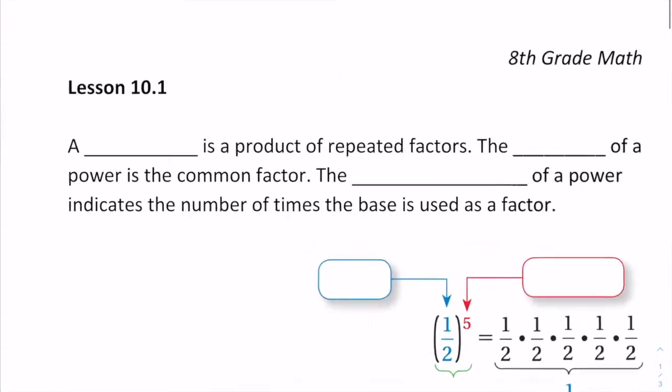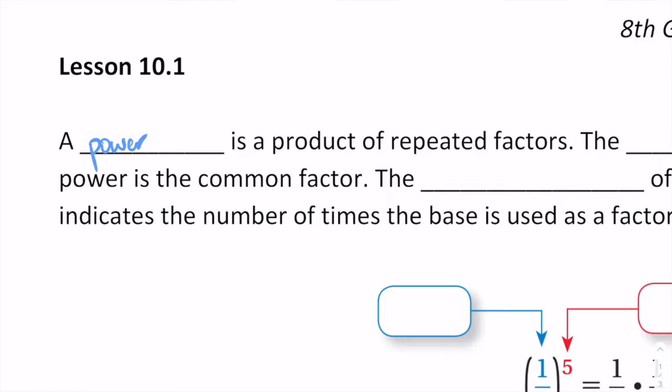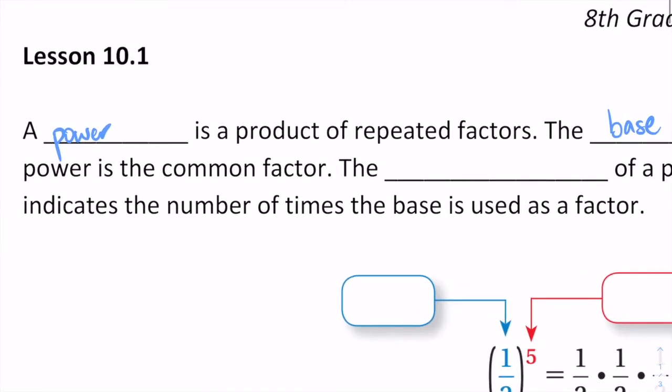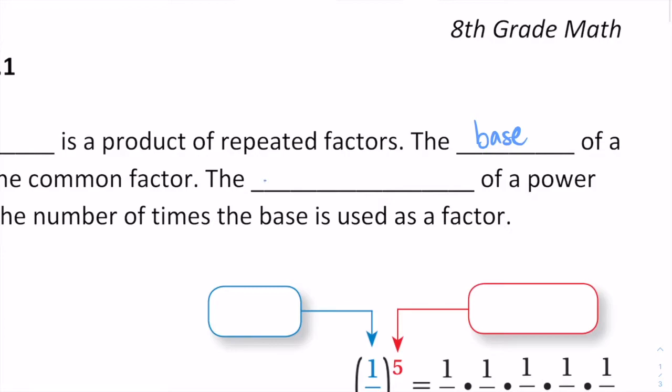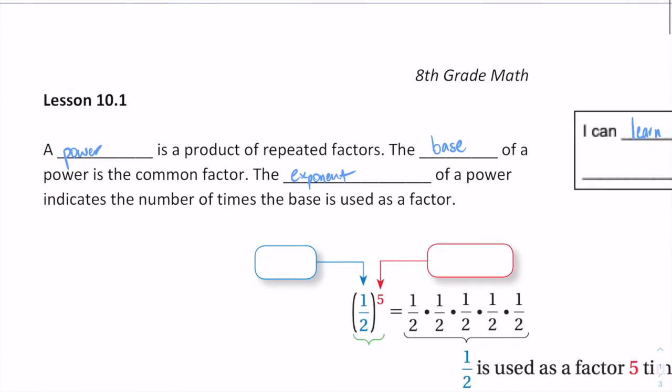So we have to go over a couple things. A power is a product of repeated factors. The base of a power is the common factor. The exponent of a power indicates the number of times the base is used as a factor.